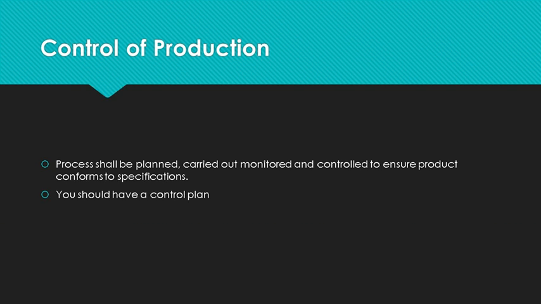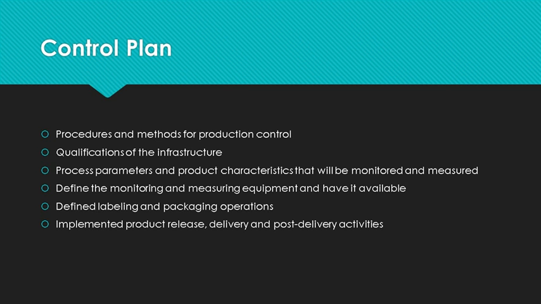Production must be planned and controlled to ensure product meets specifications. If product is run on multiple presses of different sizes, there must be a planned set of parameters to follow, ensuring product meets specification no matter where you run it. The easiest way to do this is with a control plan. The control plan defines the methods and procedure to control production. It should qualify the infrastructure.